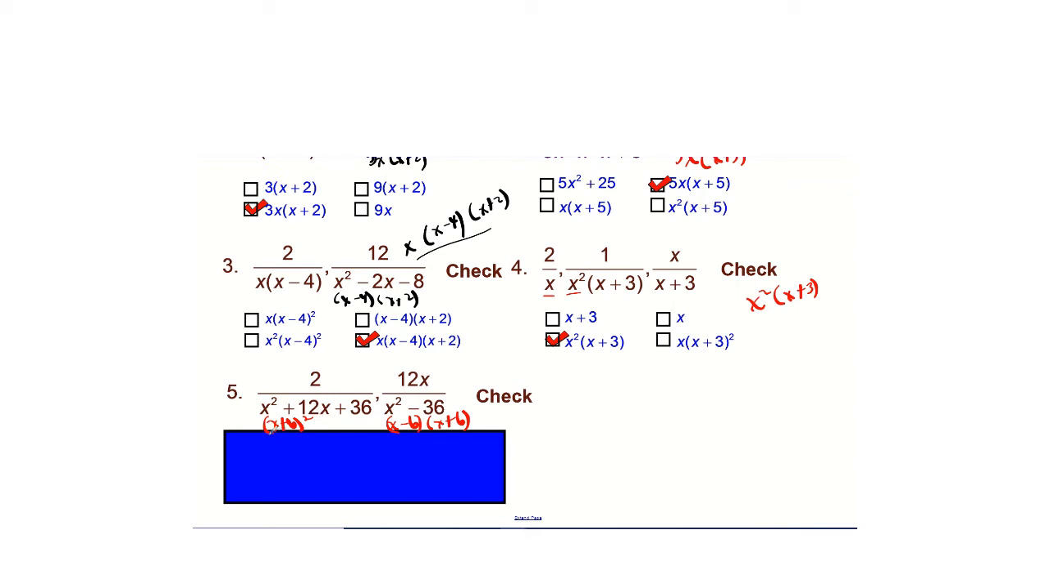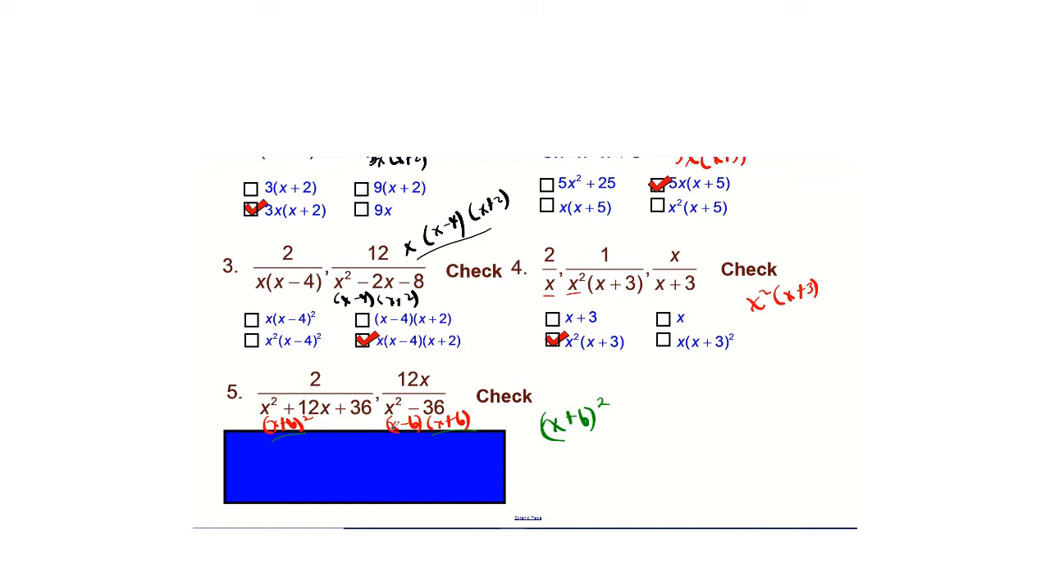Let's start with the x plus 6. So you see here we got x plus 6 squared. We also have an x plus 6 over here. So that's comparable to the one where we had an x and an x squared. It's the same with binomials. I've got x plus 6 squared and x plus 6. So something that both of those would divide into would be x plus 6 squared.